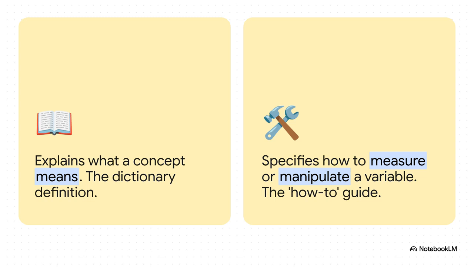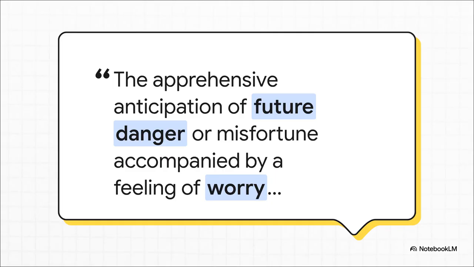But science needs the how. That's where the operational definition comes in. It's not a definition, it's a recipe. It gives you the exact, concrete steps for how to measure or manipulate your variable. I mean, for example, here's a conceptual definition of anxiety. It's a great description, right? We all know what it means.